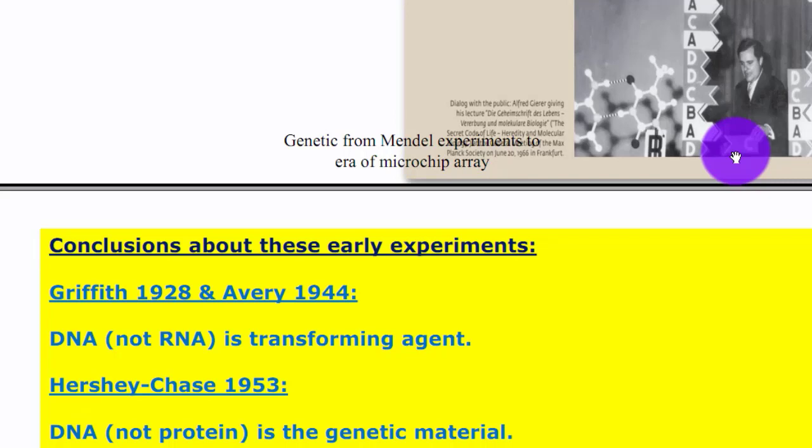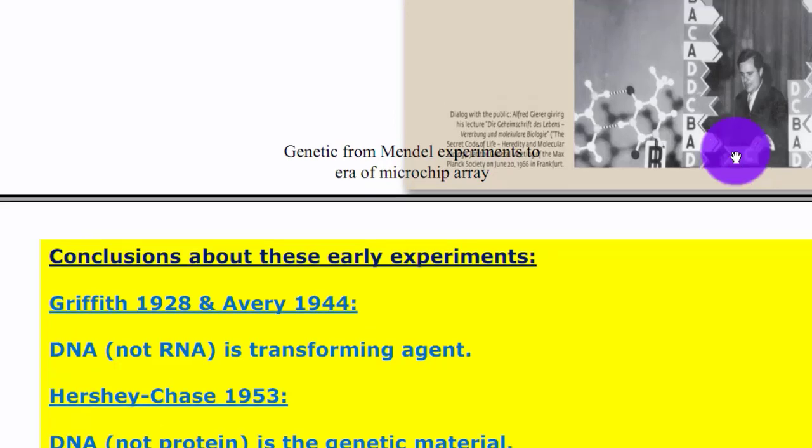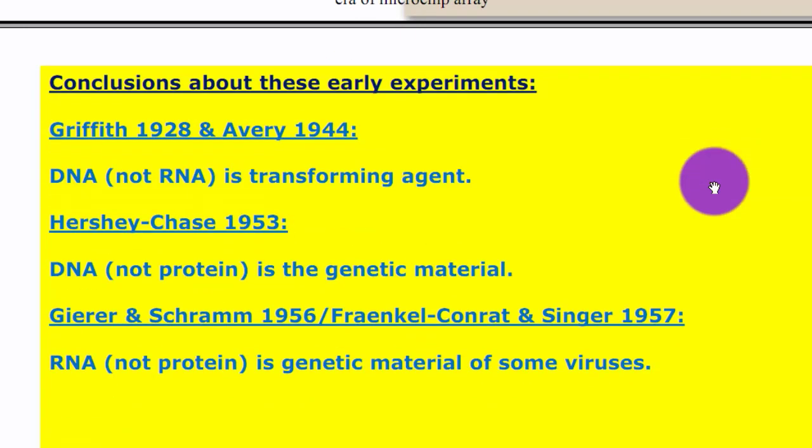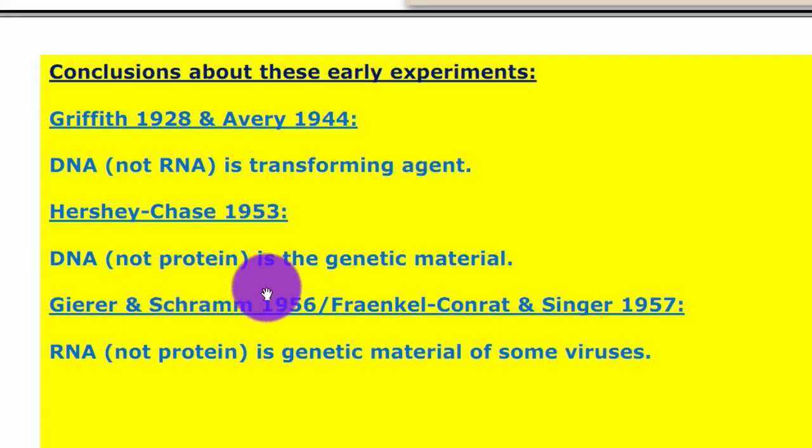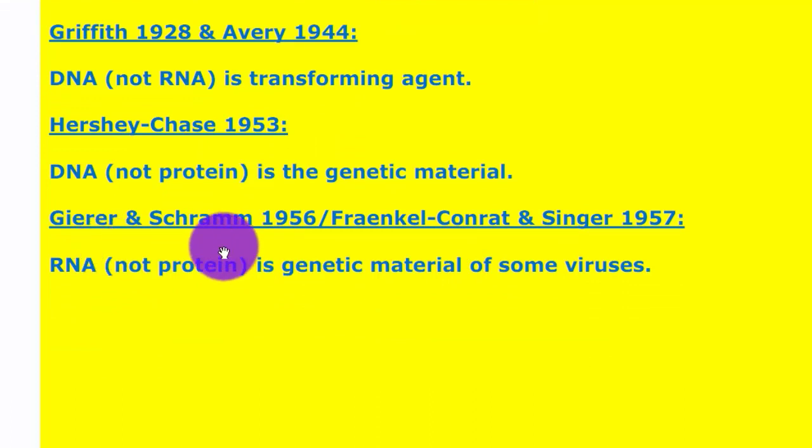Institute, explaining his experiment. To conclude these early experiments: Griffith and Avery, DNA not RNA is the transforming agent. Hershey and Chase, DNA not protein is the genetic material. Gierer and Schramm, RNA not protein is genetic material.